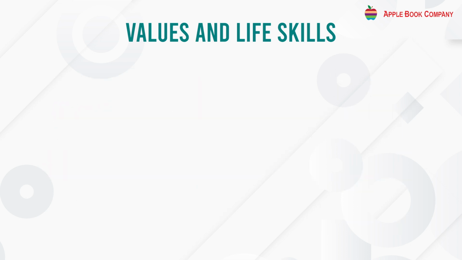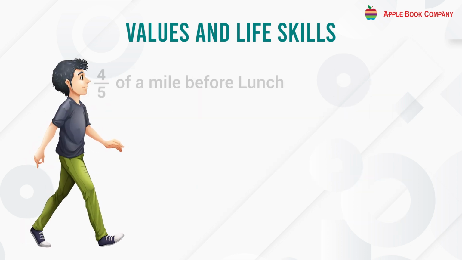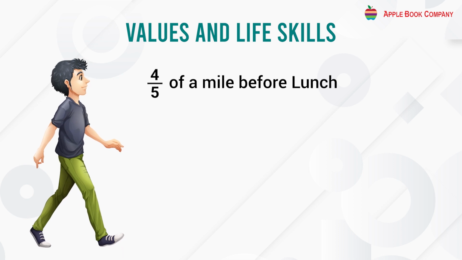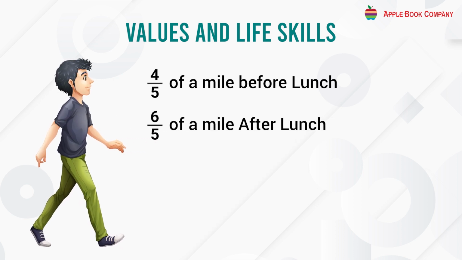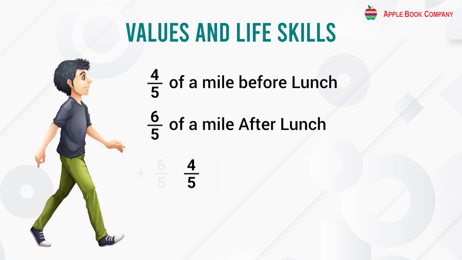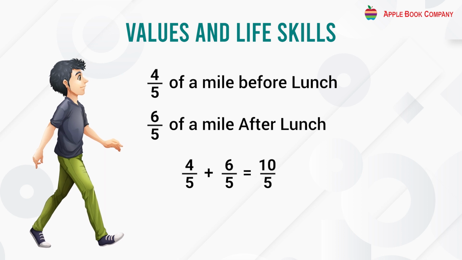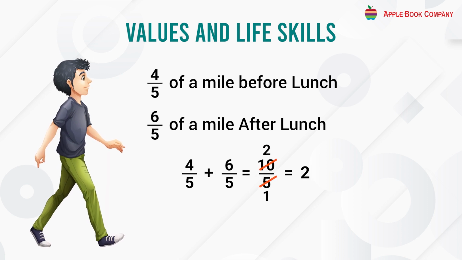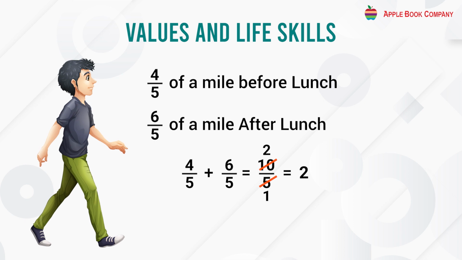Now let's go to question 2. Anju walked 4/5 of a mile before lunch and 6/5 of a mile after lunch. How far did she walk in all? Add 4/5 plus 6/5 gives you 10/5, which is equal to 2. So she walked 2 miles in all.